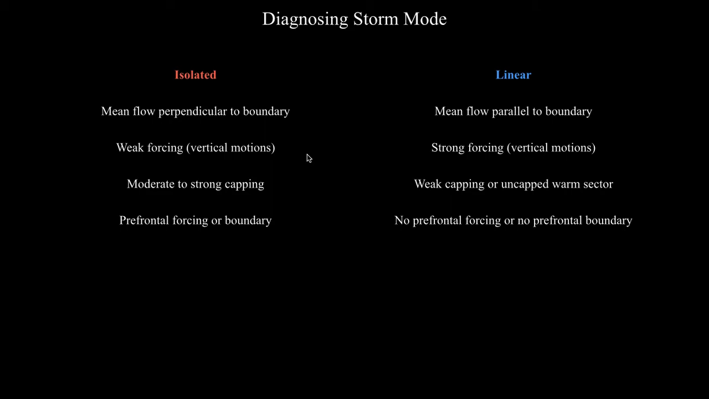And if you've got no prefrontal forcing, then pretty much all of your storms are going to be purely linear. If you don't have any forcing occurring ahead of the main line of thunderstorms, then all the thunderstorms are just linear. You don't have any isolated thunderstorms at all.